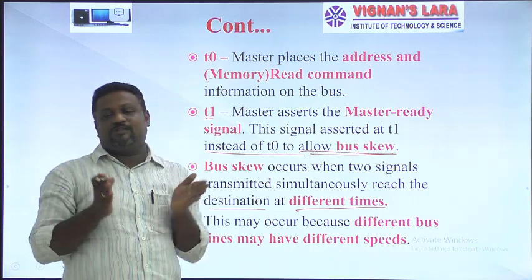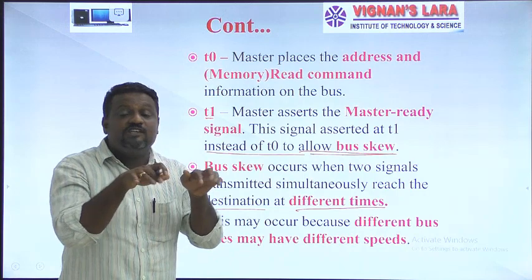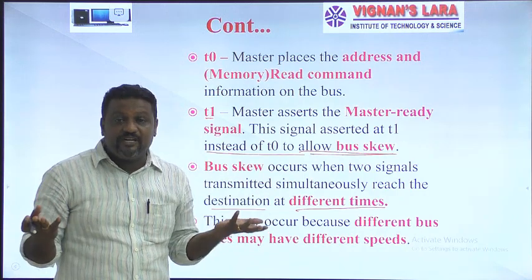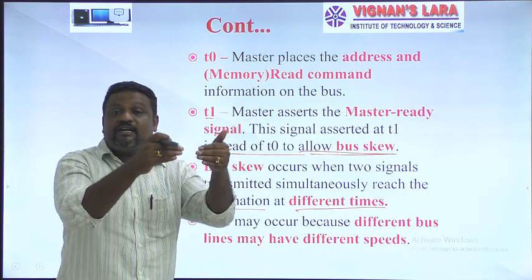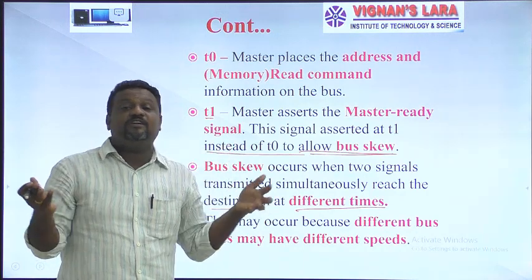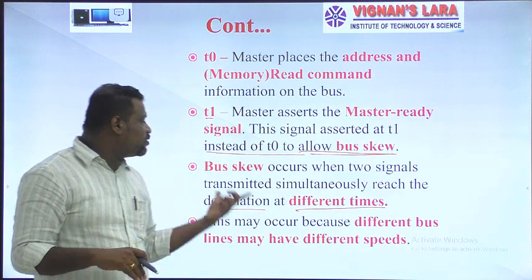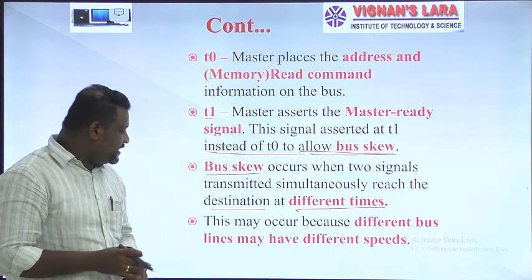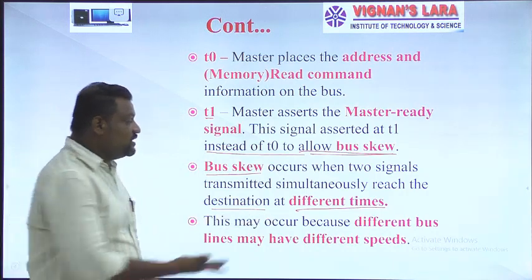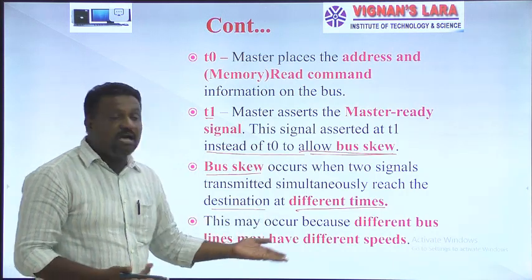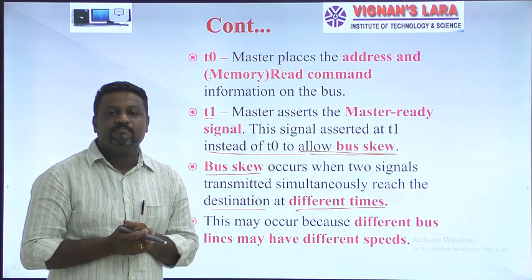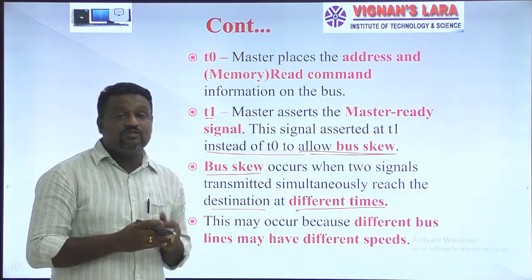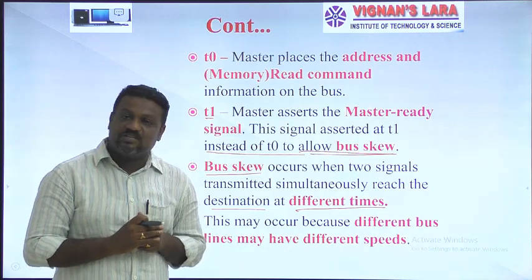Why? The reason for this is that the speeds of these buses are not the same. These bus speeds are different. That's why these signals reach the destination at different time instants. This is what we call bus skew. That is an important one. Next, this may occur because different bus lines may have different speeds. So because of that, there is a chance of bus skew existing.